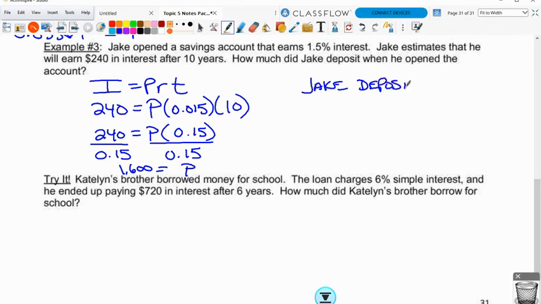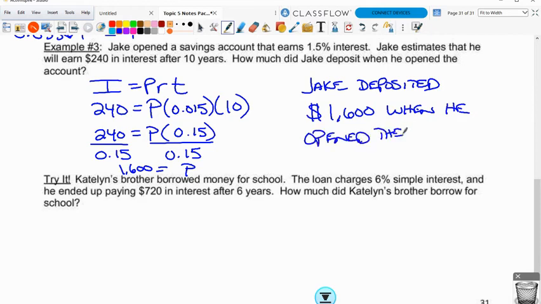And so that means that Jake deposited $1,600 when he opened the account. Okay, that original deposit is your principal. This time he deposited $1,600 when he opened the account.